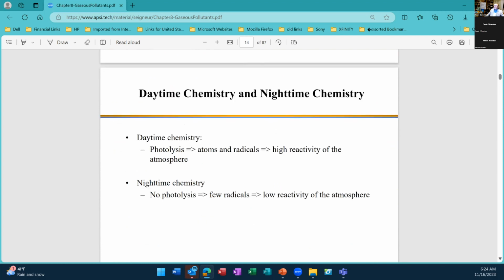So the chemistry is quite different daytime and nighttime. Daytime, we have photolysis, so we have reaction of chemicals with light. Nighttime, of course, we have no photolysis, but we have other reactions that are important. In daytime, we have formation of ozone. Nighttime, we have destruction of ozone.